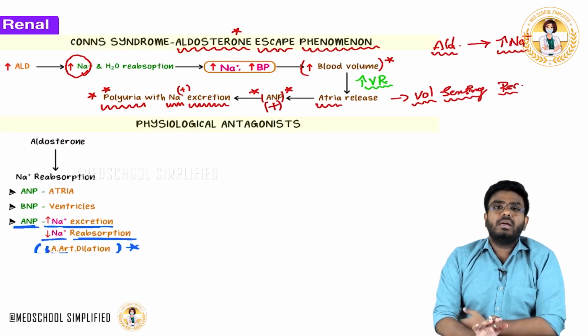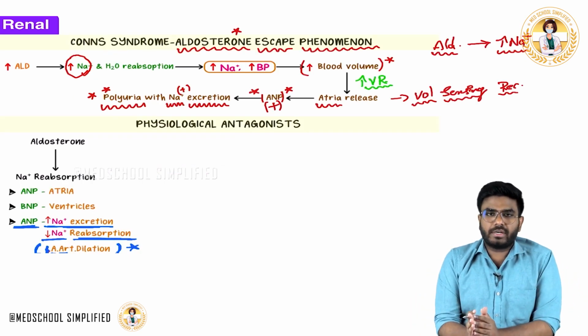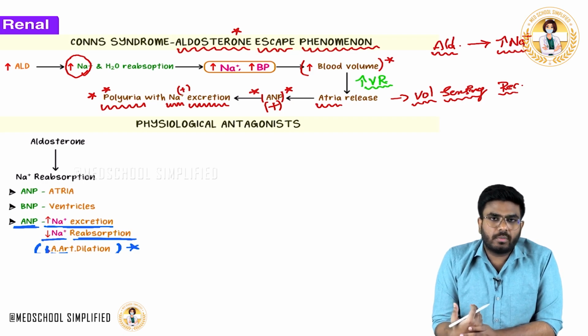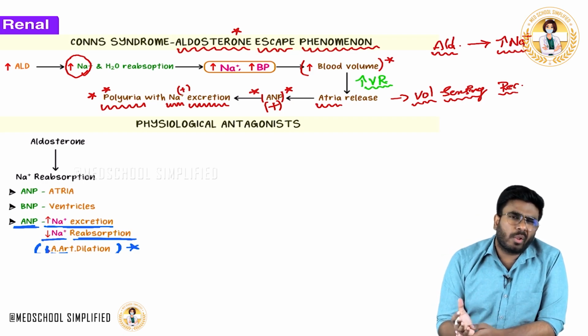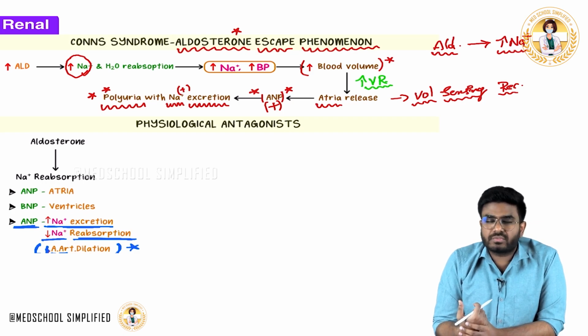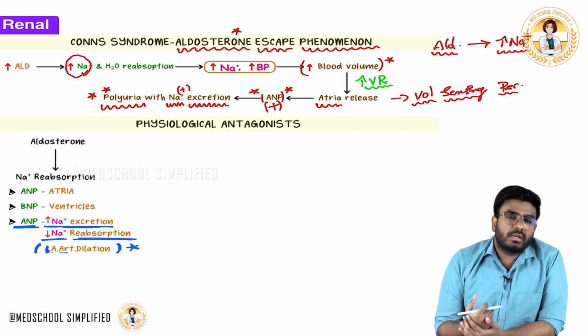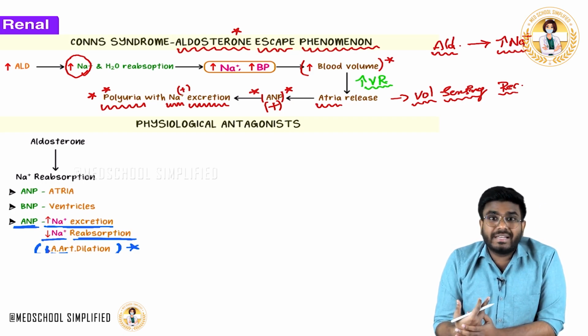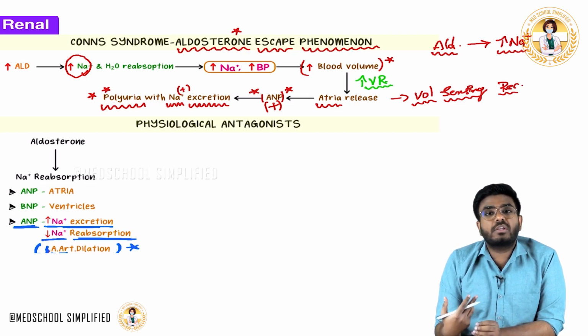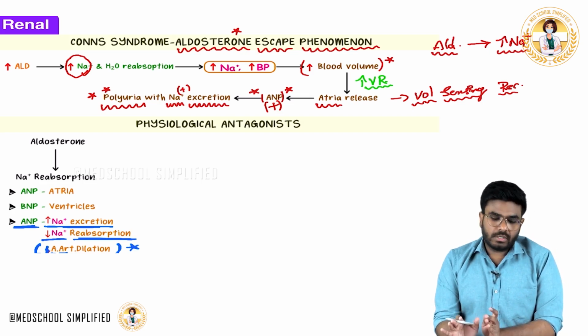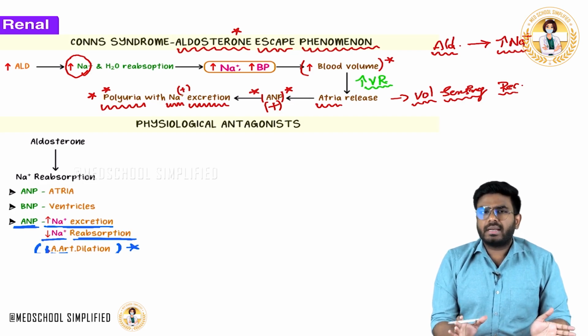Now with this, the topic of aldosterone is completed. Aldosterone and abnormalities of aldosterone are completed. The important abnormalities of aldosterone: one is Conn syndrome, which we have discussed, and one more important abnormality is Liddle syndrome, where even without aldosterone, the epithelial sodium channels are working. So that is also completed. With this, we are done with the topic of aldosterone.